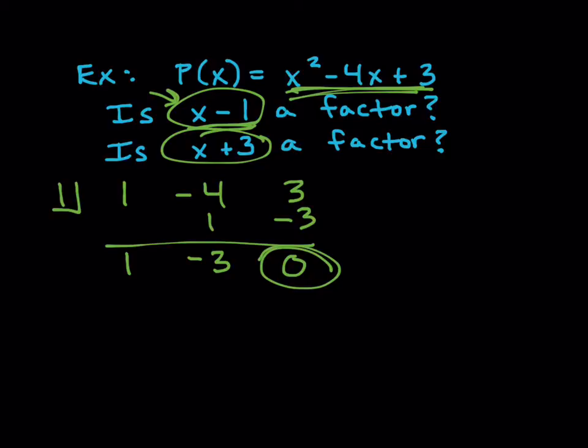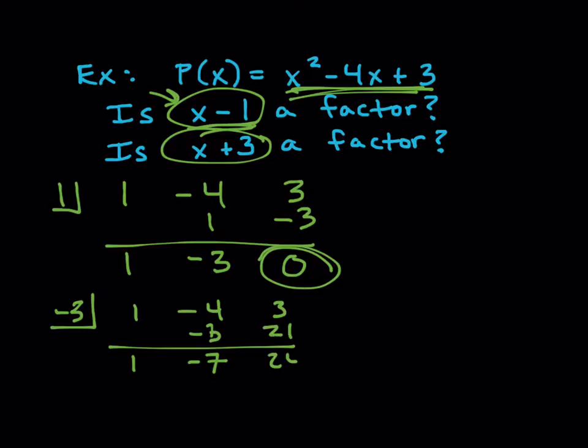Checking negative 3 with synthetic division gives, let's see, negative 7, 21, 24, and then this number is not 0, so no, that one doesn't divide evenly. It's not a factor.